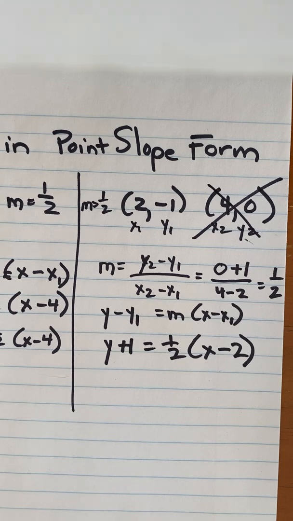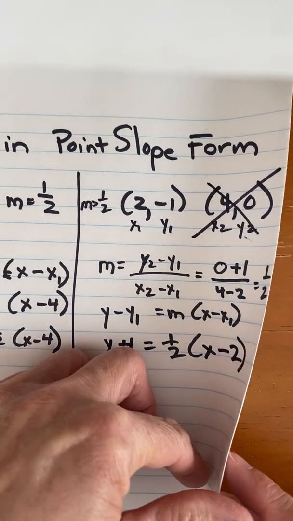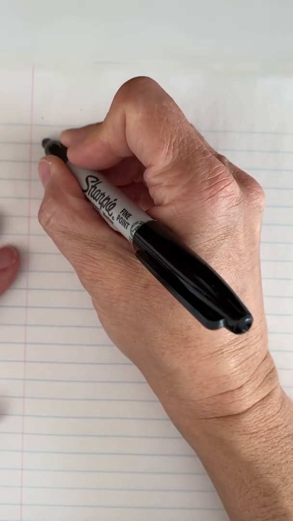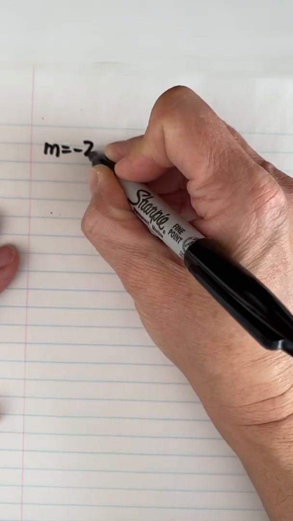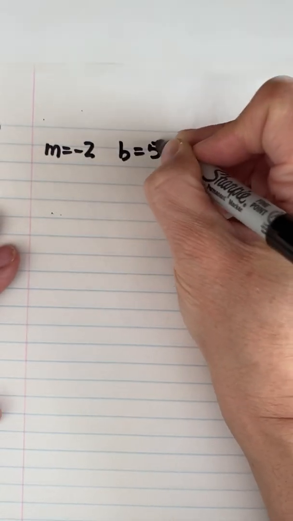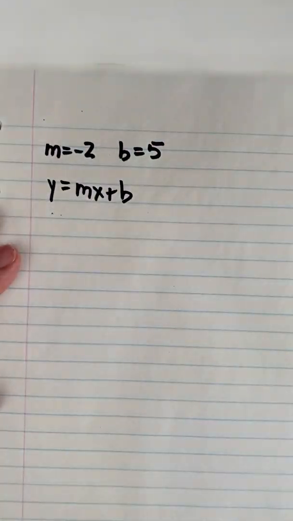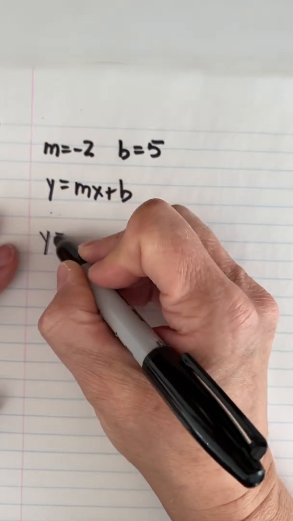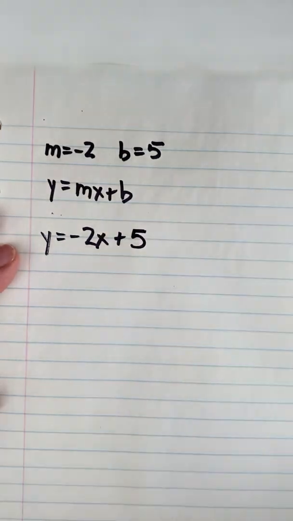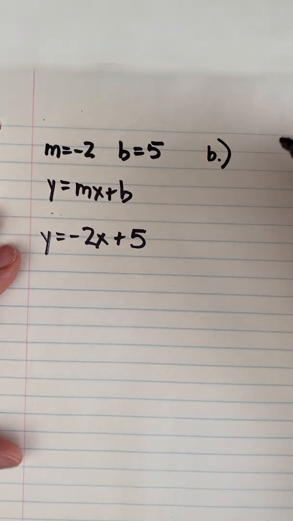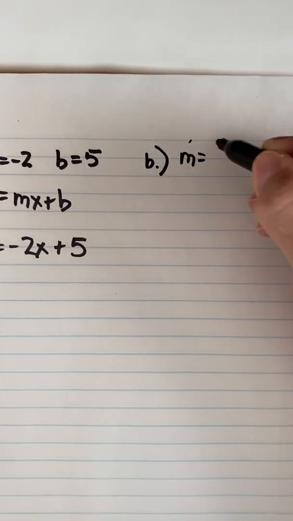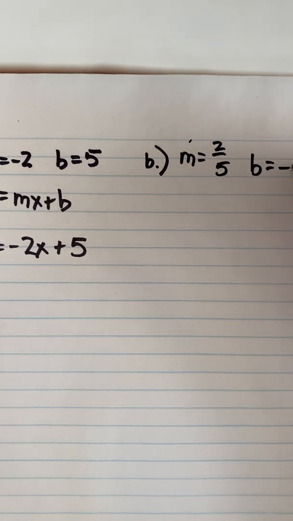Now, we're going to do the next checkpoint. And on the next one, instead of giving you a point and a slope and asking for point-slope form, they give you the slope is negative 2 and the y-intercept is 5. And they want you to put this into slope-intercept form, y equals mx plus b. So all I do for this is substitute the slope and substitute the y-intercept. Okay? So now I want everyone to try B on your own. Stop the video. Try B on your own. Start it again when you're done and see if you have the right answer.